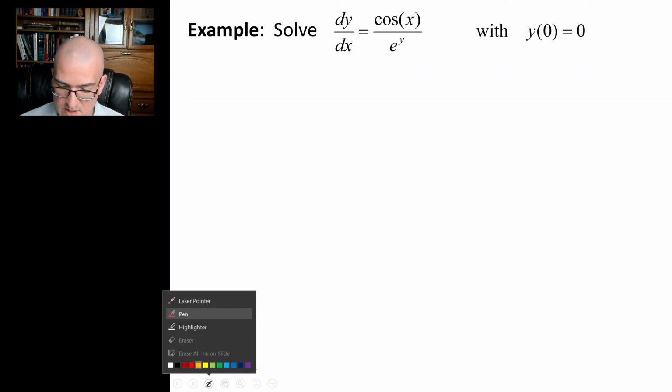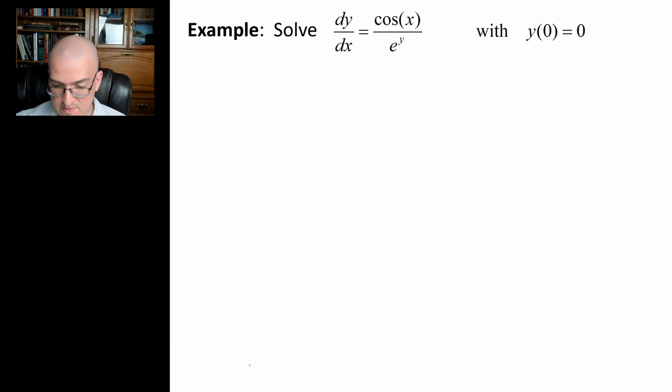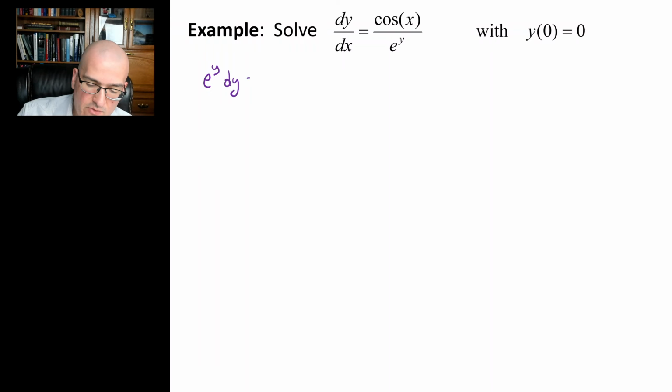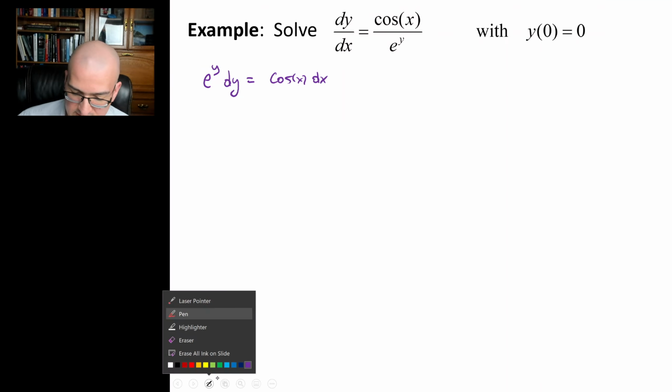Okay, another example. We have a differential equation dy over dx is equal to cos of x over e to the power y with the condition y of 0 is equal to 0. We're going to do the separation process. We're going to get the e to the y to the other side. How do we do that? We have to multiply both sides by e to the y. So e to the y dy, and we always multiply both sides by the dx. So cos of x dx, and then integrate both sides.